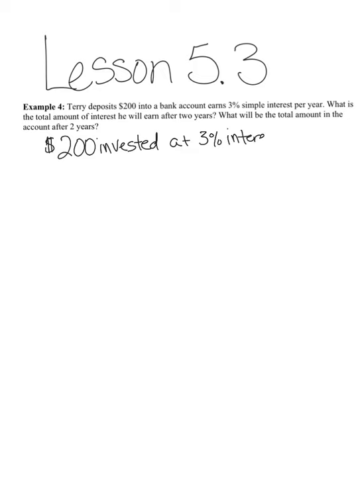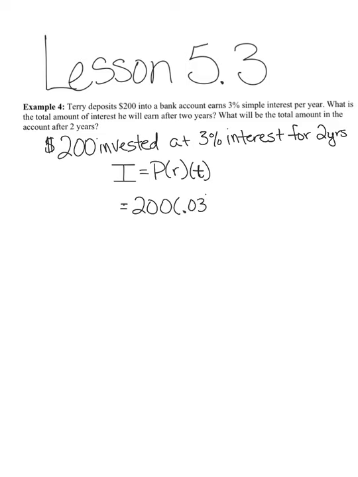For 2 years. Now, if you can recall from the first video, we've got a formula that we can use to find our interest. And that formula is, to find the interest, we take the principal times the rate times the time. So our principal here is $200. We're going to turn that rate of 3% into a decimal, which is 0.03, and our time is the 2 years.